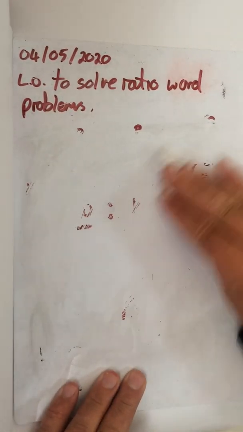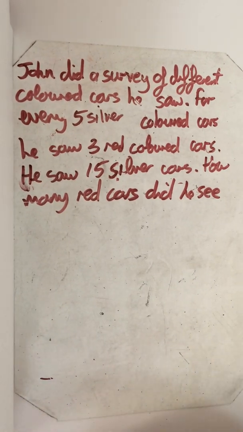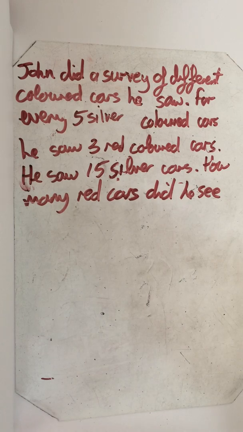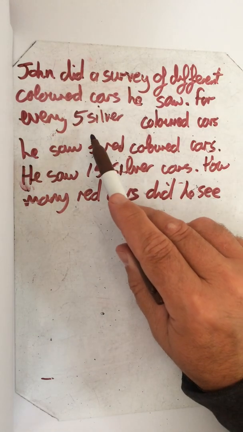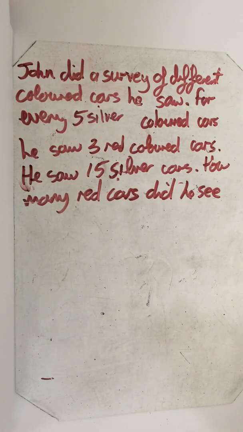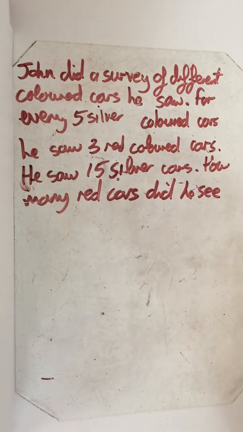Okay, let's have a look at this question here, please. So a lot of the ratio questions that we're going to be looking at will be coming in the form of word questions. Okay, so let's have a little look at this. John did a survey of different coloured cars he saw. For every 5 silver coloured cars, he saw 3 red coloured cars. He saw 15 silver cars. How many red cars did he see?